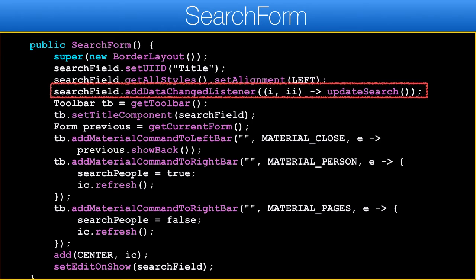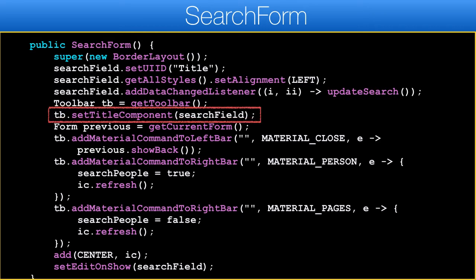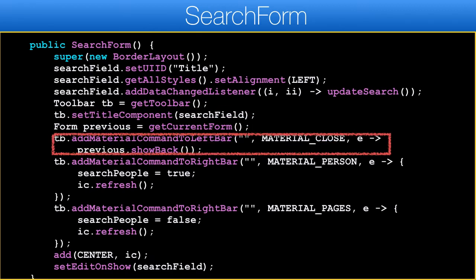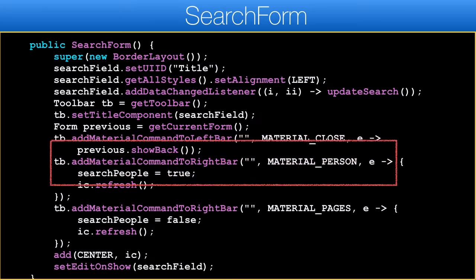With every change to the text field, we call the update search method, which performs the actual search. setTitle component places the component in the title area instead of the label that's there by default. This closes the search form by going to the previous form.